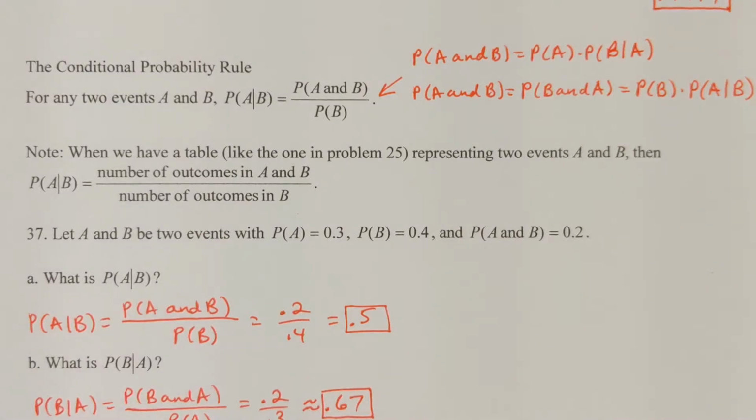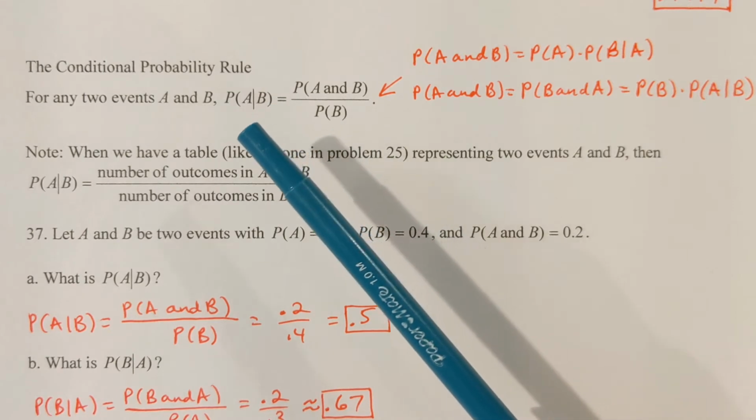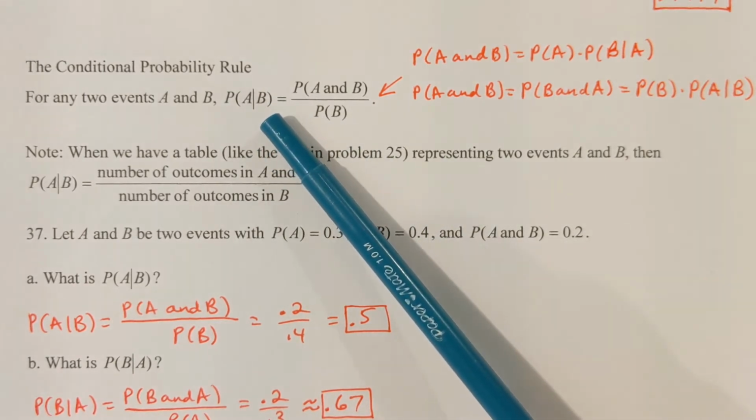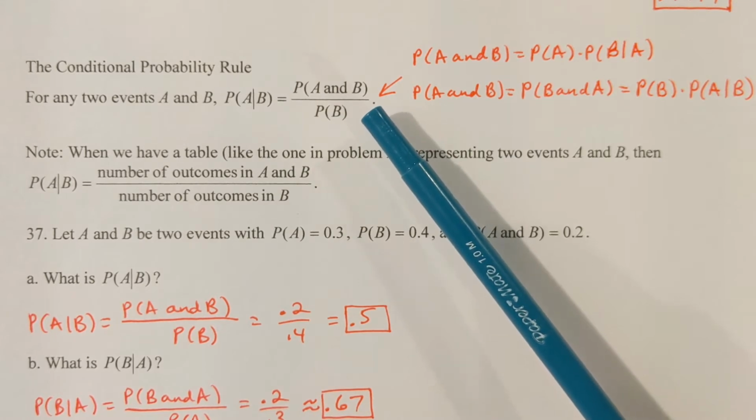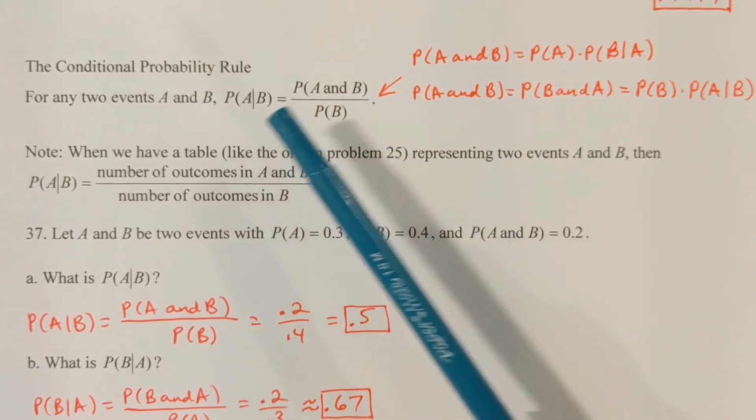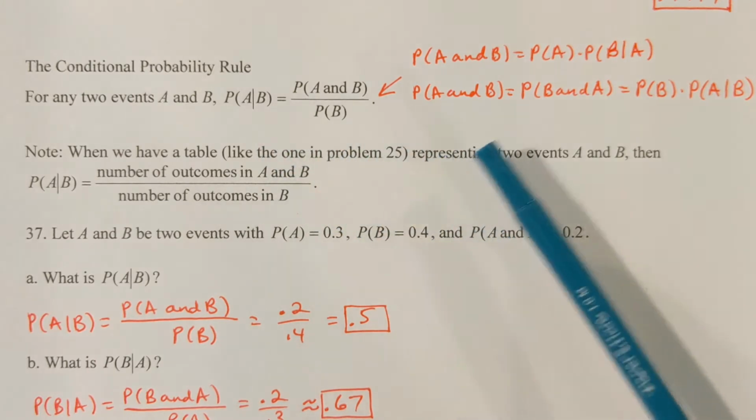Okay, so the next thing that we'll need to know is the conditional probability rule. Here's the formula. Whenever you see this notation, the probability of A given B, that would indicate a conditional probability. The condition is that you're given some information in the problem. You want to take the probability of A and B divided by the probability of B. Whatever event you're given, that's going to be the probability of the event that you're going to be dividing by. So there is an order to how we're writing this.